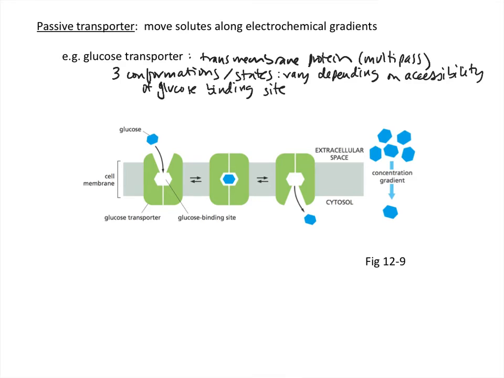One of the keys about the glucose transporter is that it can switch randomly and reversibly between these conformations, and it does not depend on if it's bound or not.